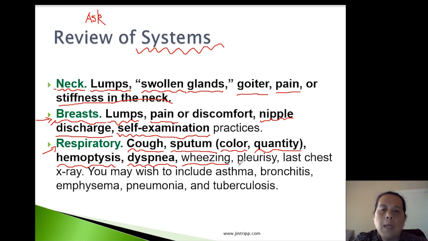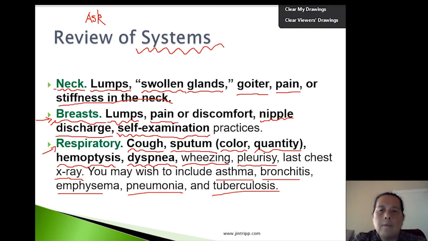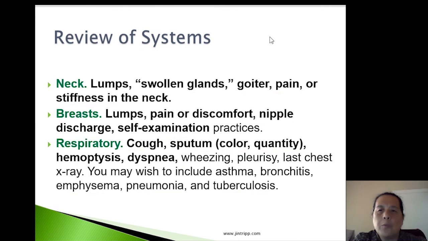And also maybe pleural problems. And if the patient did some X-ray checking before, and what kind of illness the patient had before, like asthma, bronchitis, pneumonia, tuberculosis. So that's a lot of lung illness relationship. So that we follow the respiration system.